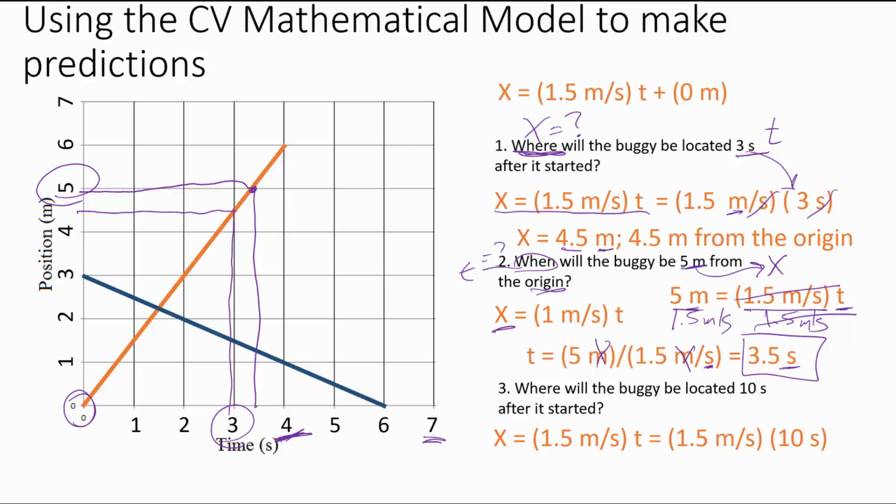So we're going to do basically what we did before. Let's take our mathematical model from up above. We're going to plug in 10 seconds for t and 1.5 meters per second, and we find out, oh, x is going to be 15 meters. So that means at 10 seconds, so 10 seconds after the buggy started, it's going to be 15 meters from the origin. Okay, hopefully that made sense. If it did not, please send me an email or ask questions. And next, we're going to take a look at this blue line, what's going on there, because that looks a little bit different.